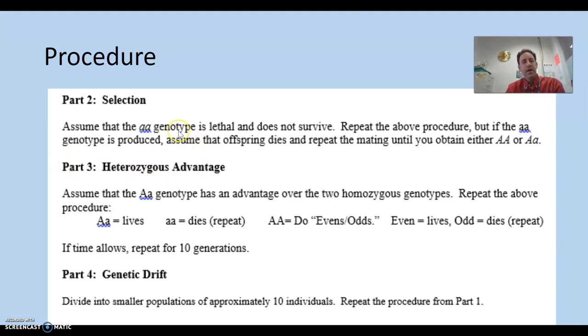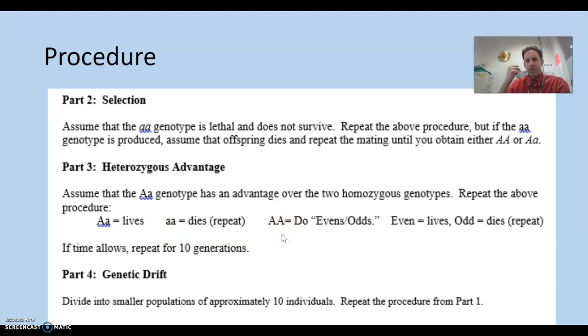Heterozygous advantage. This is where the heterozygote has an advantage over the two homozygotes. So we would basically repeat the procedure, and the result is if we produce a big A, little a, that offspring lives. If we produce a little a, little a, that offspring dies, and we repeat the procedure to get someone who lives. But if we get big A, big A, we do even odds.